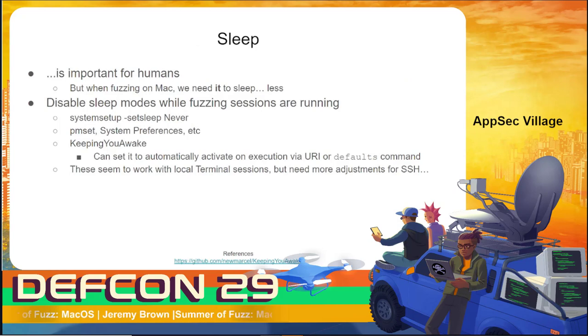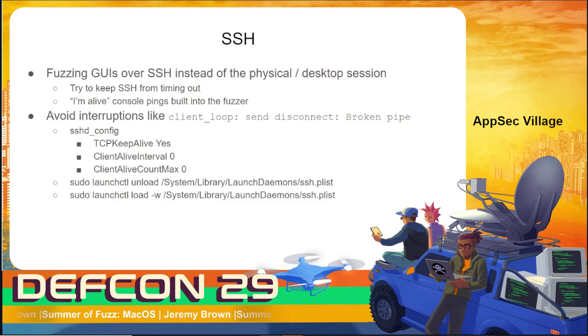And sleep. Super important for humans, but on a Mac, it gets really annoying when you're fuzzing and all of a sudden your session is disconnected because it went to sleep. And there's like 10 different sleep modes on Mac. They're super eco-friendly in that way, which is great when you're just using it as a user, but when you're fuzzing, I need the OS to be super awake all the time. And so there's a bunch of different ways you can do it. System sleep, TM set. You can use keeping you awake on the desktop side. And there's still some more work to do with SSH, though. So with SSH, it's nice to be able to fuzz GUIs over SSH instead of the physical session.